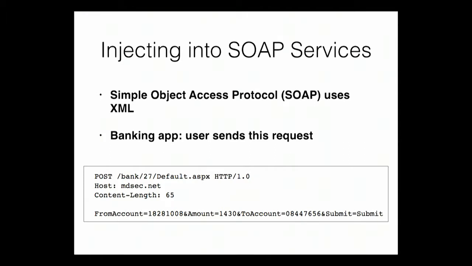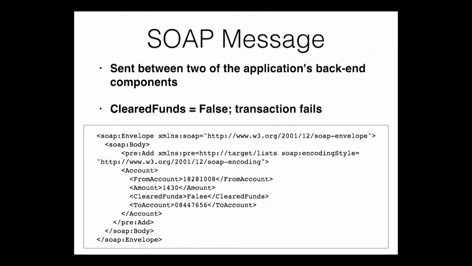It's another XML-based format. So here's a banking app. I send a post, and it's trying to do a funds transfer, so it's going to go from this account in that amount to that account. And that sounds fine, but the problem is, it's going to go between a couple of different back-end servers. What's going to happen is it's going to ask at the other end, is there enough money? So it's going to send this request inside the machine, looking for the amounts and the account numbers that came from me.